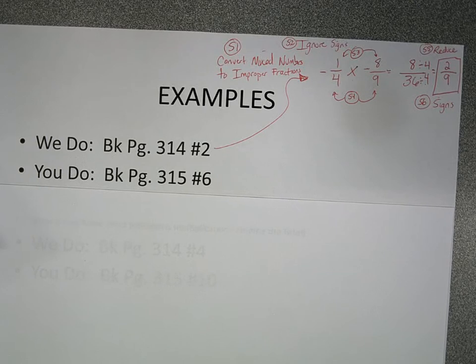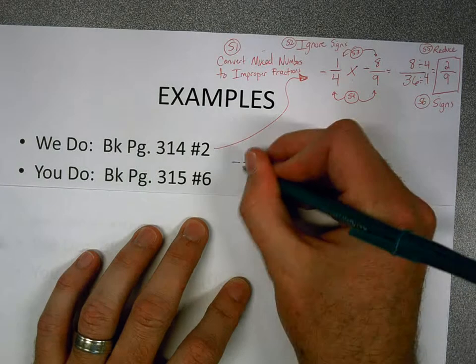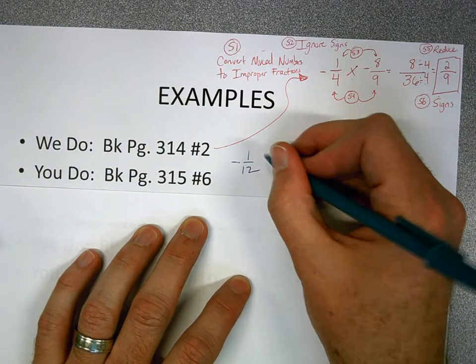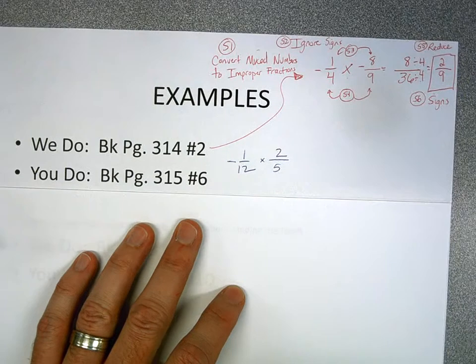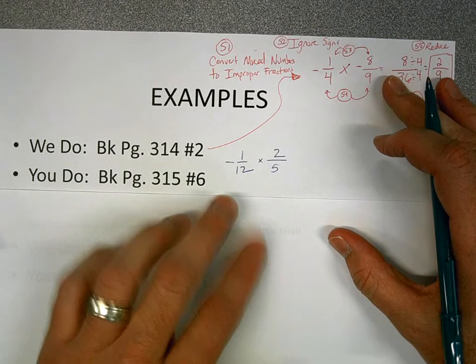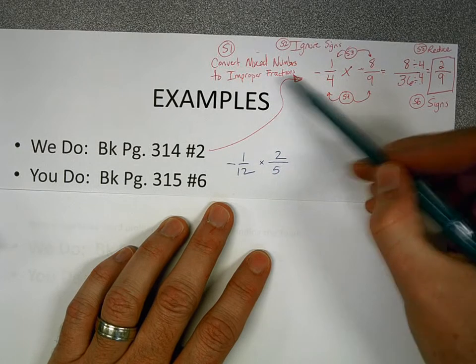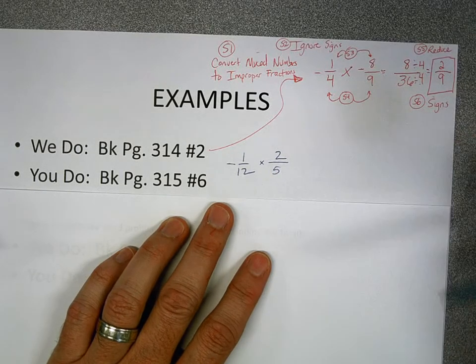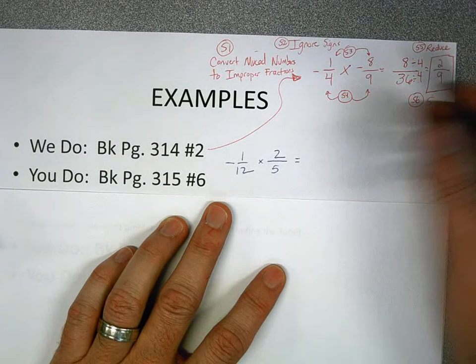Okay, so on number six, on page 315, we have a negative 1/12 times 2/5. All right, so with this, there are no mixed numbers that I need to convert. So what I'm going to then do is ignore the signs, okay? And I'm going to go ahead and multiply.